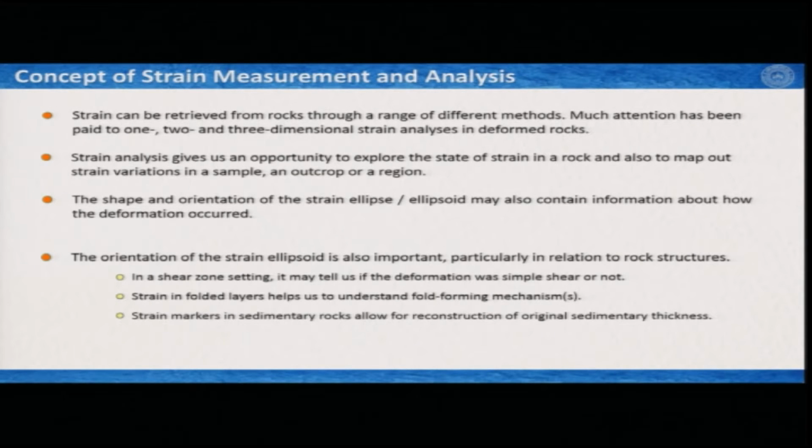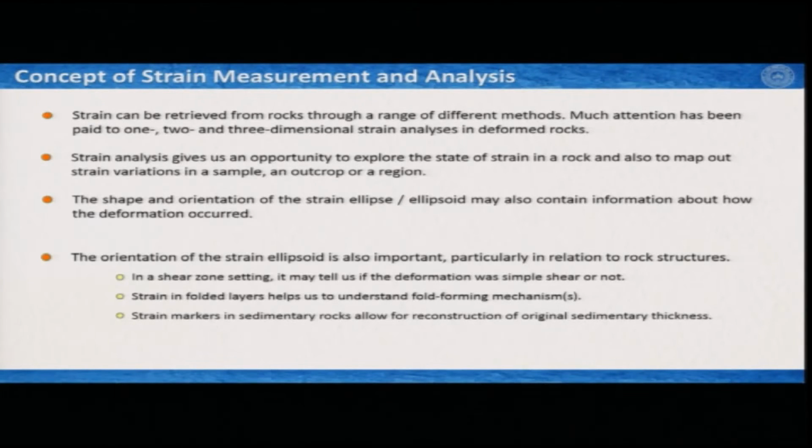So in strain analysis, the primary aim is to measure the strain of the rock. This gives you an opportunity to explore the state of the strain in a rock and also to map out the strain variations within a sample, an outcrop or a region. If you are analyzing a sample by means of strain analysis, you can figure out whether the strain is homogeneous, heterogeneous, isotropic, anisotropic, etc.